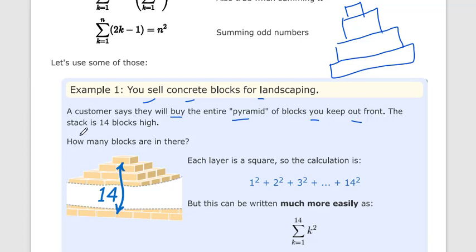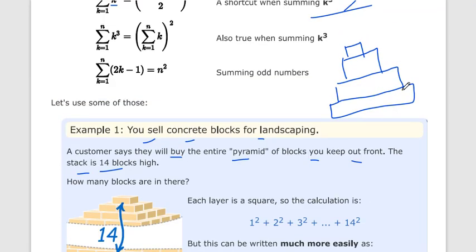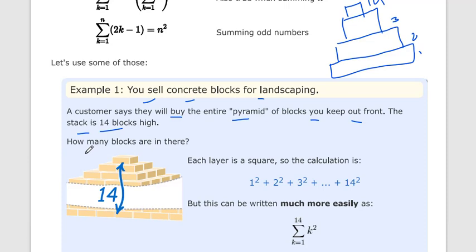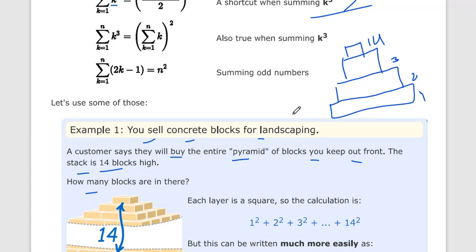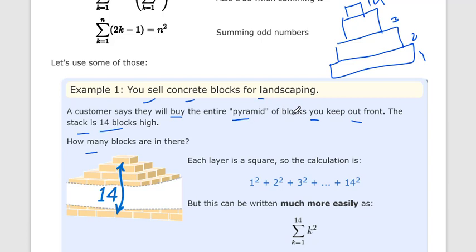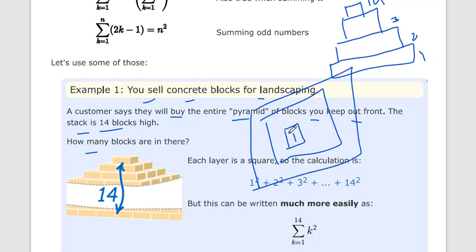The stack is 14 blocks high. 1, 2, 3 and so on up to 14 blocks high. So we have to calculate how many blocks are in there. So how do we calculate? If we see from the top, you can see that there is a square. This is the first block. The second layer will become how many blocks? Here 1, 2, 3, 4, 5, 6, 7 and 8.